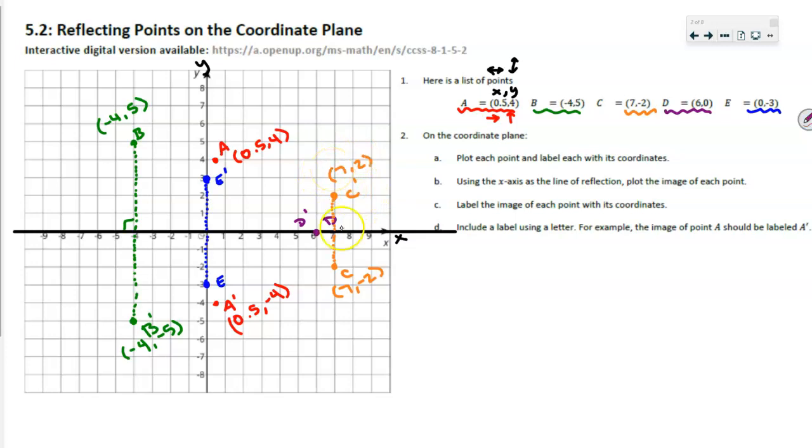D was originally 6, comma 0, and D prime is 6, comma 0. Last one, E. The original coordinates of E are 0, comma negative 3. What are the coordinates of E prime? Isaac? 0, comma 3. What did you notice? What happened with each of these coordinates? When I reflected over the x-axis, what is it that happened? Happy to see some hands. Discuss at your tables and share your thoughts first.